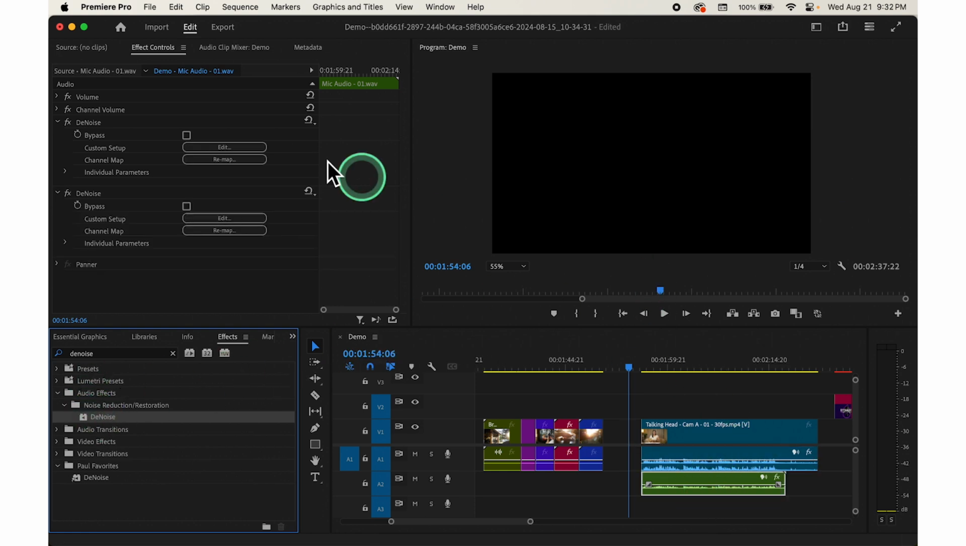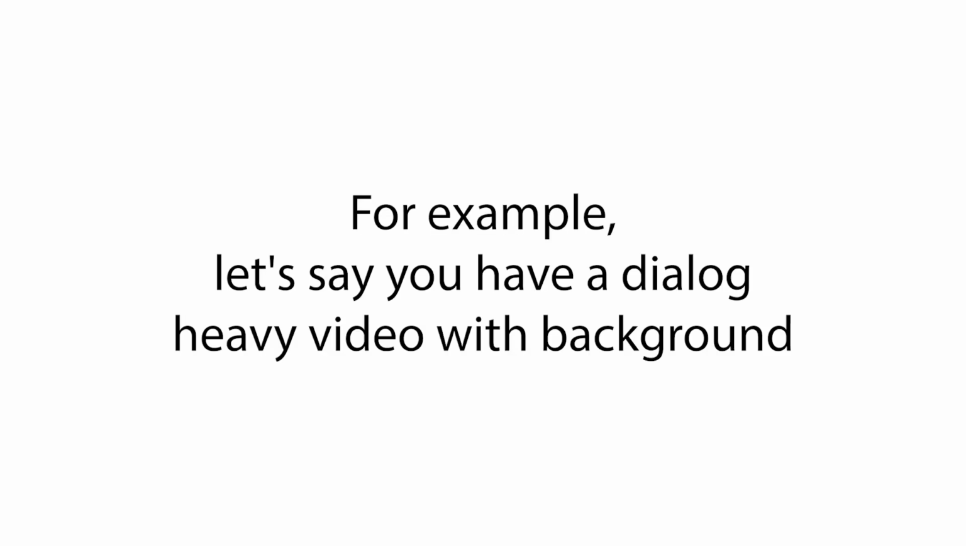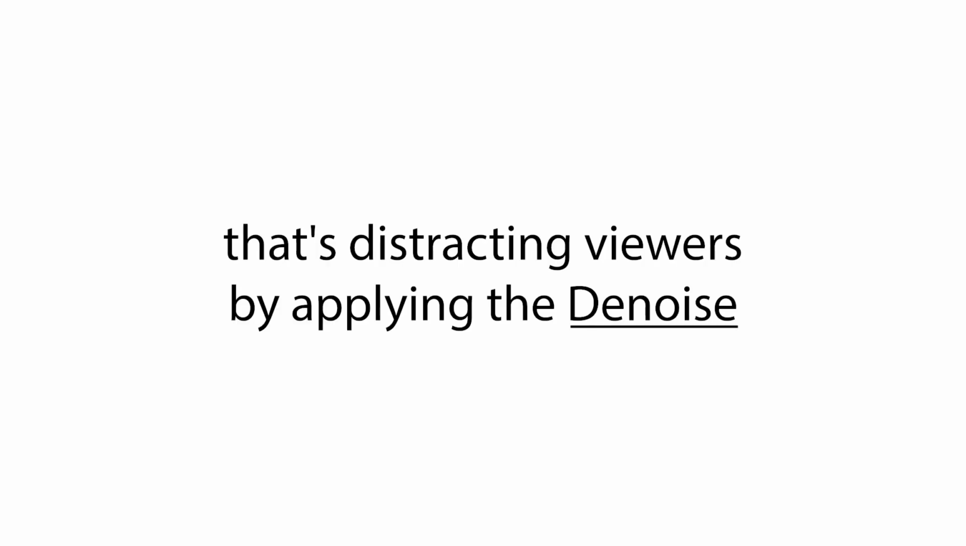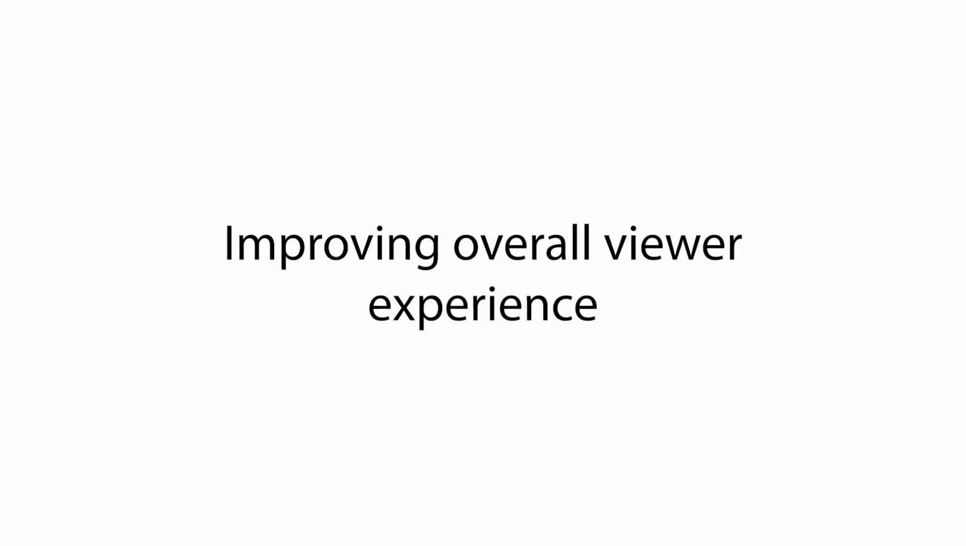Adjust the settings in the effects control to reduce background noise while preserving the clarity of your audio. For example, let's say you have a dialogue-heavy video with background noise that's distracting viewers. By applying the noise reduction effect, you can clean up the audio and make the dialogue clearer, improving overall viewer experience.